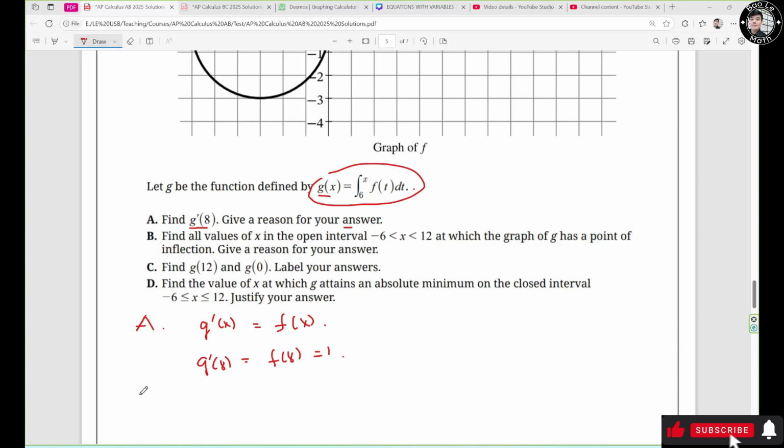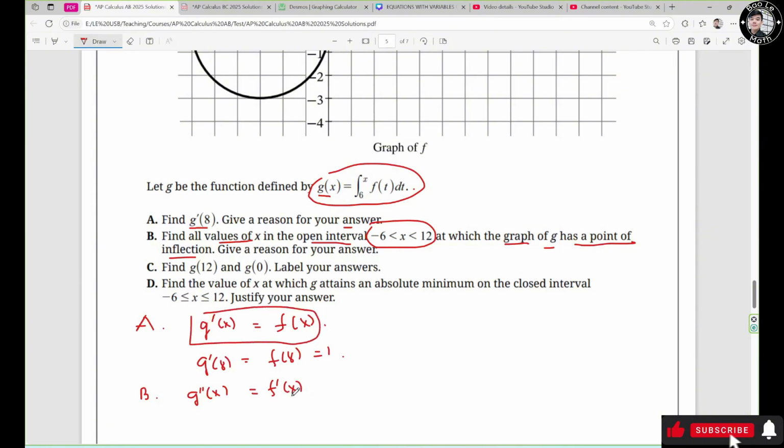Now, let's move on to question B. Find all values of s in the open interval negative 6 to 12 at which the graph of g has a point of inflection. Alright, so when it comes to point of inflection, you need to calculate the second derivative, right? So we have g double prime of s is going to be f prime of s. You just take the derivative of this guy right here.